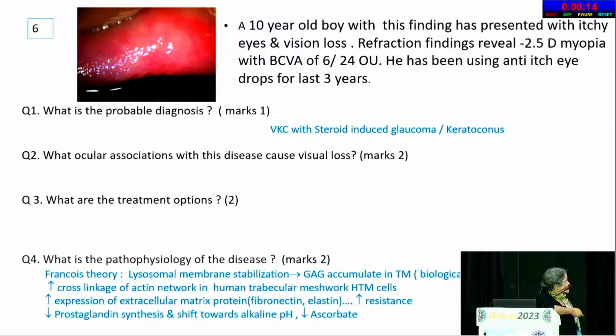What ocular association with this disease can cause visual loss? Again, the same things: shield ulcer, keratoconus, iatrogenic glaucoma, even cataract. So a VKC question can be very often asked in the theory as well as in the viva. What are the treatment options?